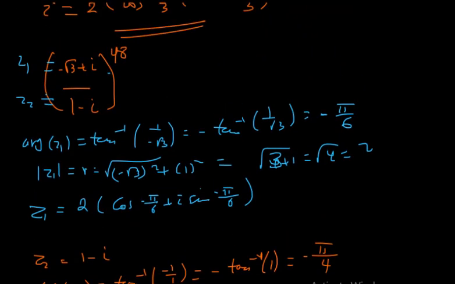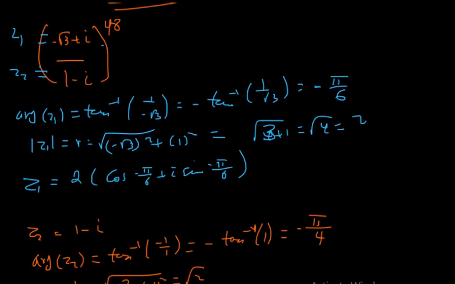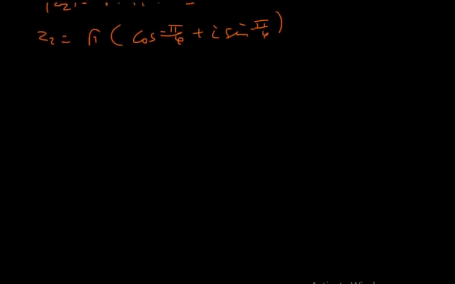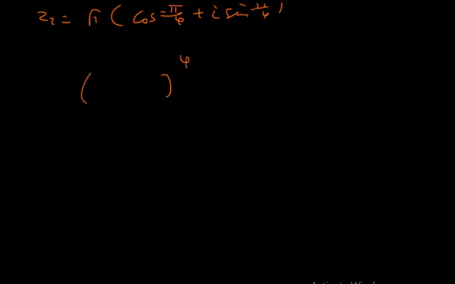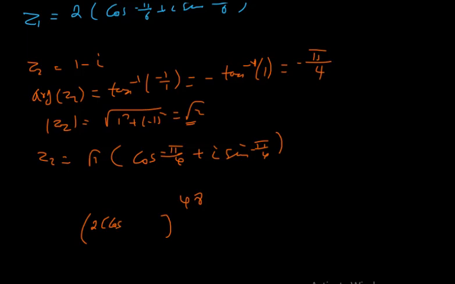Okay, this is it. So let's substitute and plug it in here. We have 48 as a power. So the first one is 2 into cosine of, since cosine is an even function, let's write the positive one, pi over 6 minus i sine pi over 6, divided by the square root of 2 into cosine of, again using the positive one, pi over 4 minus i sine pi over 4, the big bracket to the power of 48.